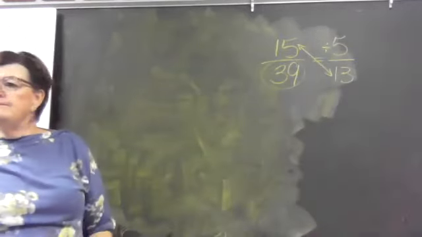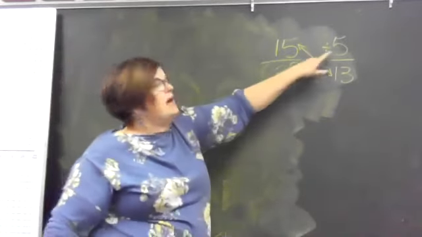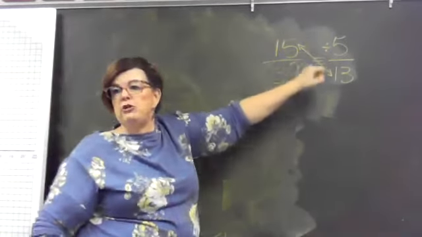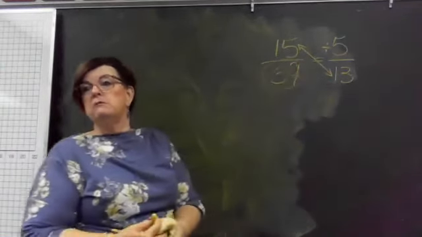Wait, which one's left over? Divide by which one's left over? This was blank, so that was the leftover. See, we multiplied those, and then the number we didn't use, we're going to divide by. Oh, okay, got it.